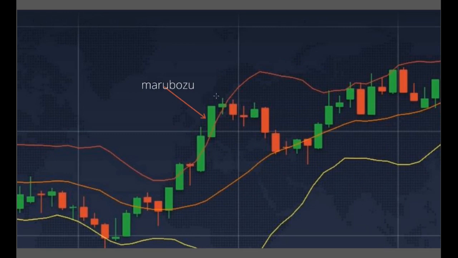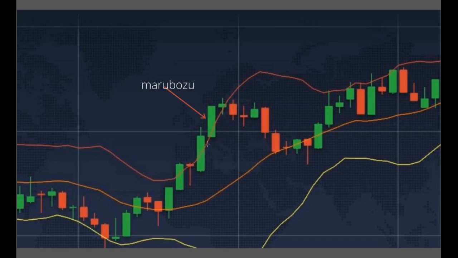The next one we're going to be talking about is the Marubozu. The Marubozu is a candlestick with a very full body, without a wick or with little wick. It clearly shows that the momentum is very, very high, and the bears or the bulls are clearly in control.